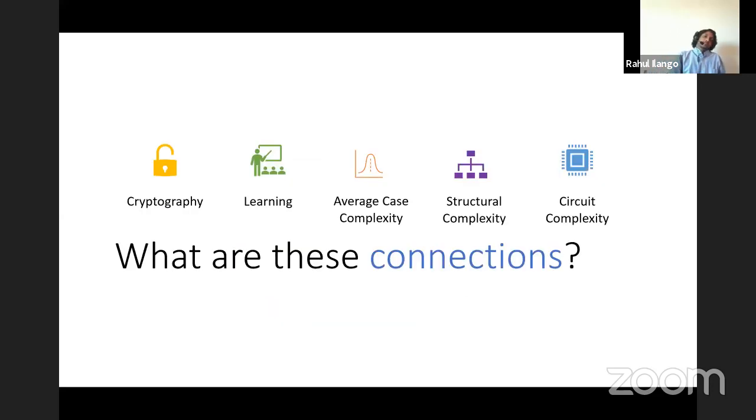All right. So I want to circle back to some of these connections. I said that there are these connections to cryptography and learning, which I think are particularly interesting. So what are they?